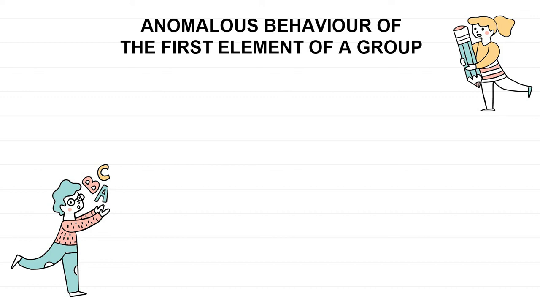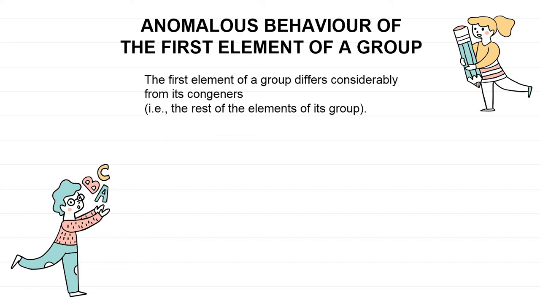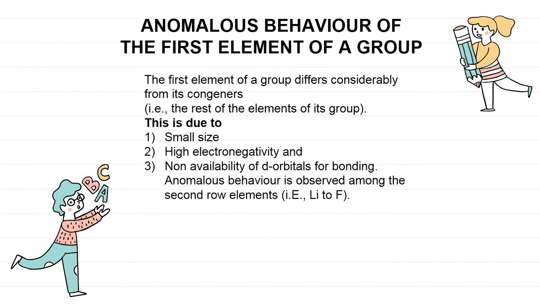There is some anomalous behavior of the first element of a group. That is, the first element of a group differs considerably from its congeners, that is, the rest of the elements of the group. The first element in the group varies from the other elements in that group due to small size, high electronegativity, and non-availability of d orbitals for bonding. This anomalous behavior is observed among the second row elements, that is lithium to fluorine.